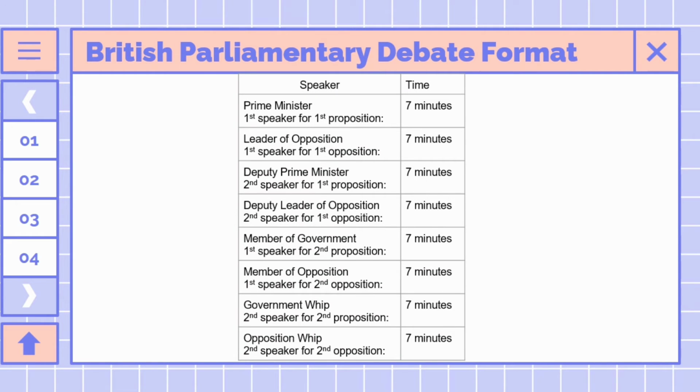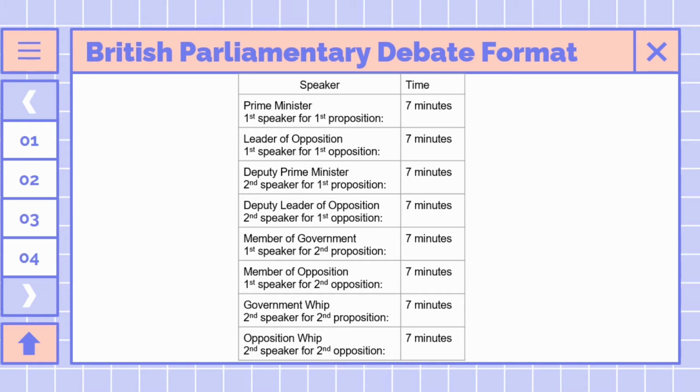British parliamentary debate format. Speaker: Prime Minister, first speaker for first proposition. Time is 7 minutes. Leader of Opposition, first speaker for first opposition. Time is 7 minutes. Deputy Prime Minister, second speaker for first proposition. Time is 7 minutes. Deputy Leader of Opposition, second speaker for first opposition.